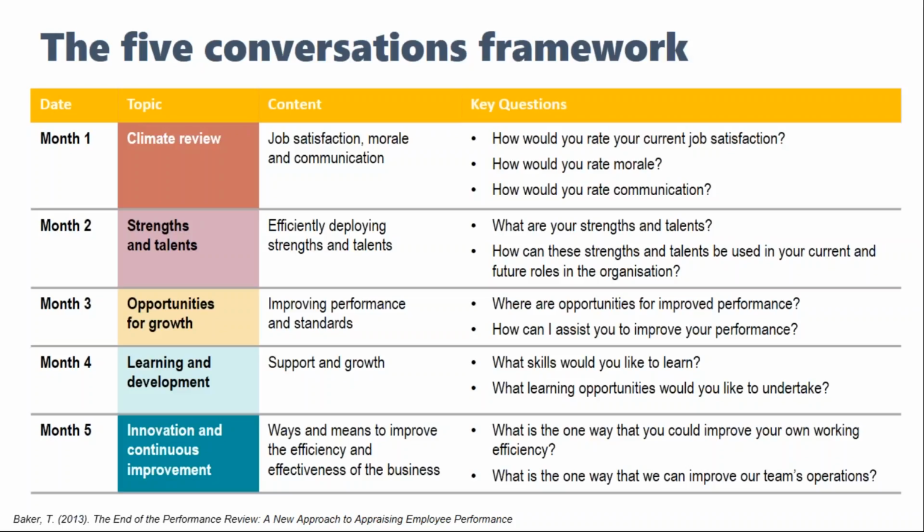Now, month 2, you'll notice that it's around strengths and talents. Now, that's good because I don't want to start with what people are not doing right, because all that does is create a downward spiral of negativity. So why don't we start with what people are actually good at?